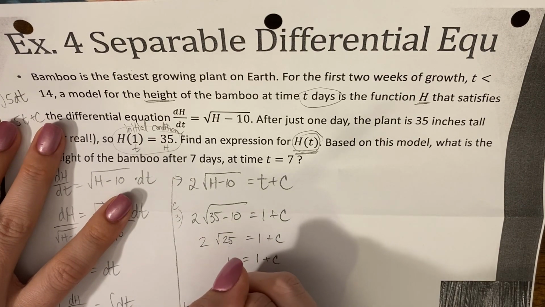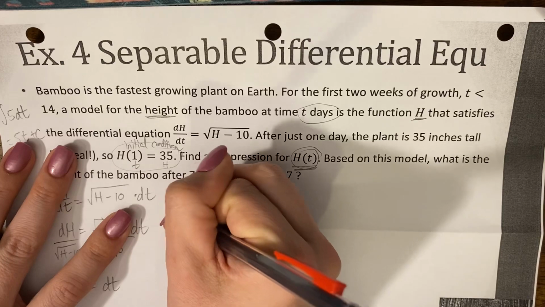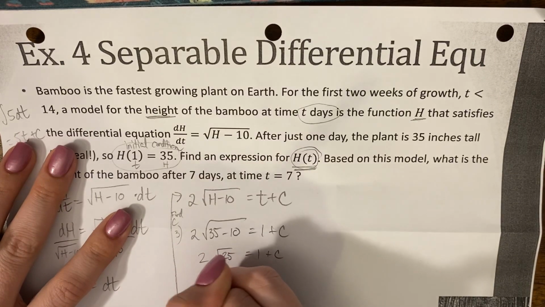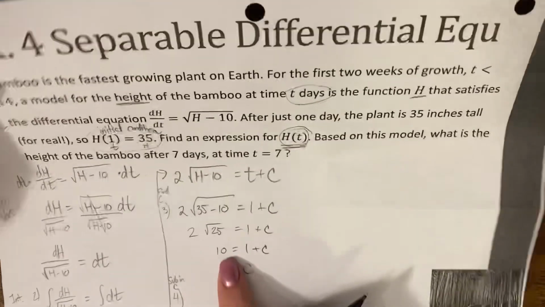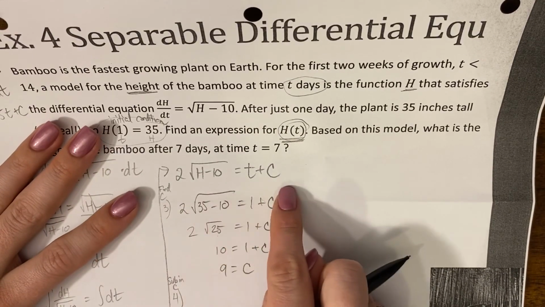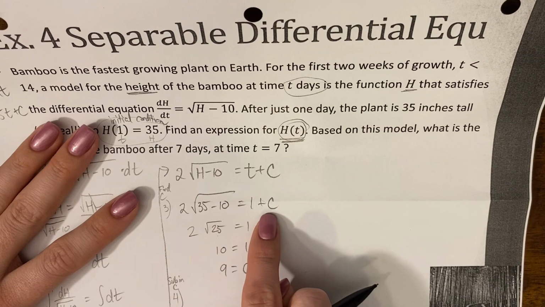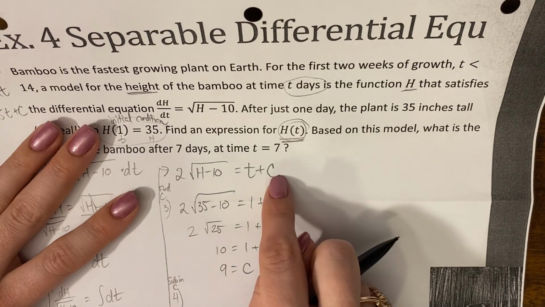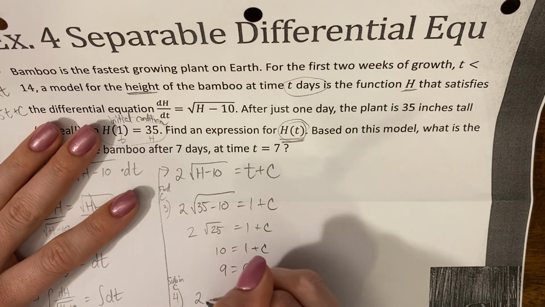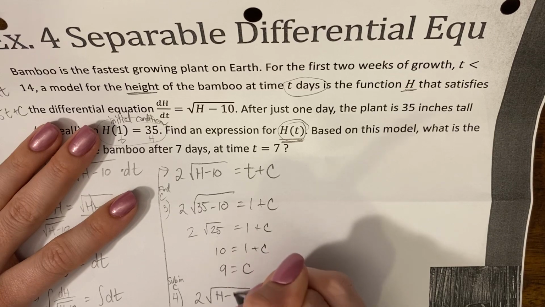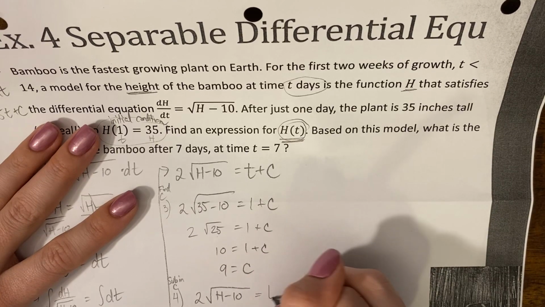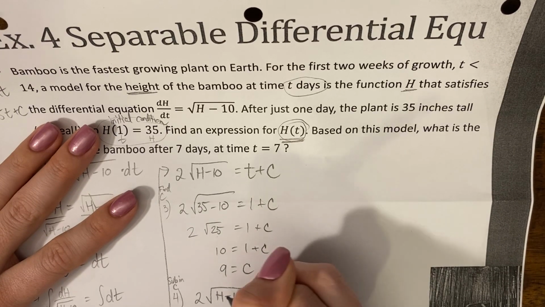My step 4 is, so we'll just say this is like find c, and this is sub in c, okay? So right here is what I'm going to sub into. Right before I plugged in my initial condition, that's what I put my c back into. So 2 root h minus 10 equals t plus 9, like that.